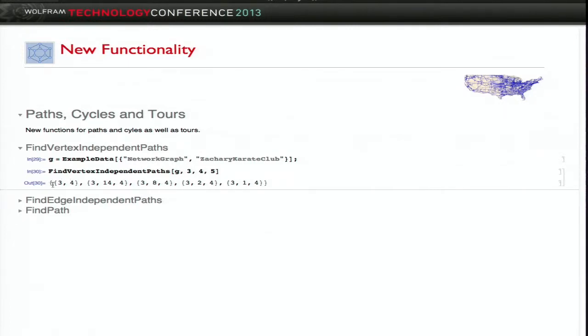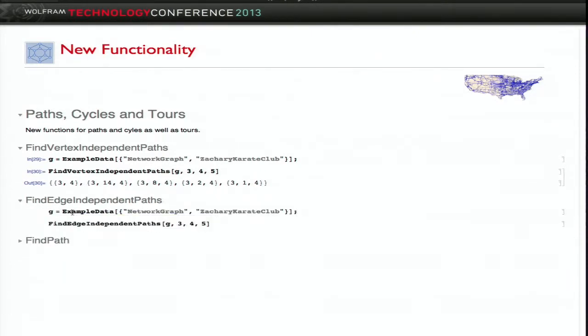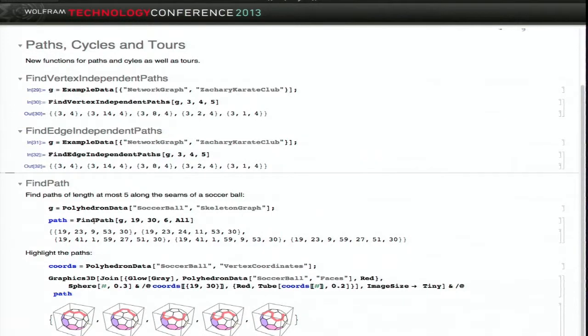And it gives you a list. In this case, we generate a set, a pair of vertices. And edge-independent paths, as you can imagine, is the same. It gives you a set of paths which don't share common edges, but they can share a common vertex. And the last function in this set is FindPath, which finds you all possible paths between 2 points in your graph.